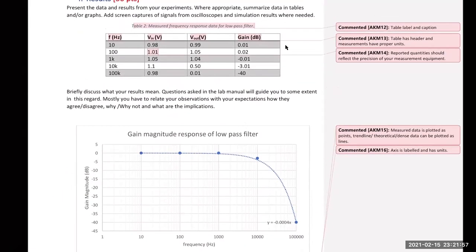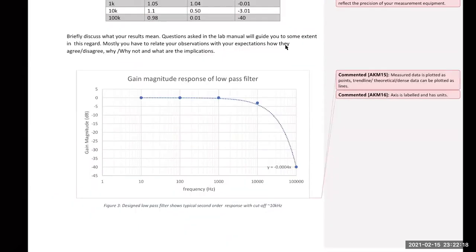And whenever you include a table of values, don't forget to include units, right? If it is a measured quantity, then the measurement that you report needs to reflect the precision of your measurement equipment. If you are making plots like these, make sure your plots have X and Y axes and have proper units. Plots are also figures, so they need a figure number and a descriptive caption.